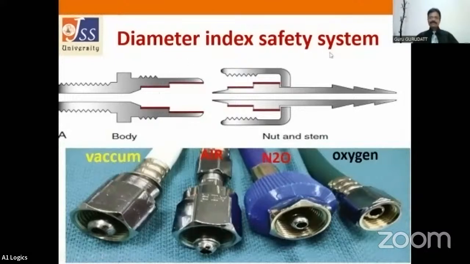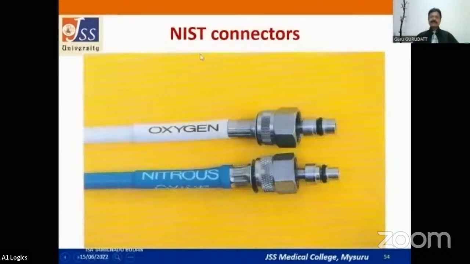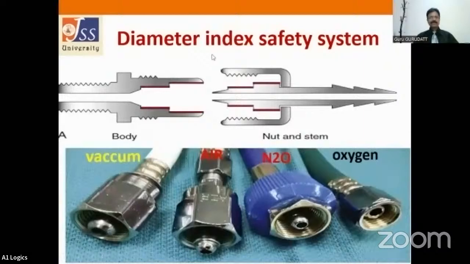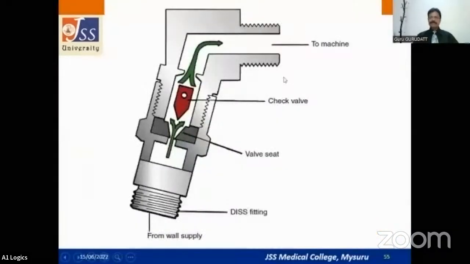In the diameter index safety system, or otherwise called the DISS, both the nut and the stem are diameter indexed. Whereas in another kind of safety system, called the NIST connectors, that is the non-interchangeable screw threads, only the stem is diameter indexed and not the nuts. Nuts are usually of the same size. These NIST connectors are used by the British companies which manufacture the workstations, whereas the American companies use the diameter index safety system. There will also be a check valve at the inlet, which maintains the gases to flow only towards the machine and also prevents the leak.